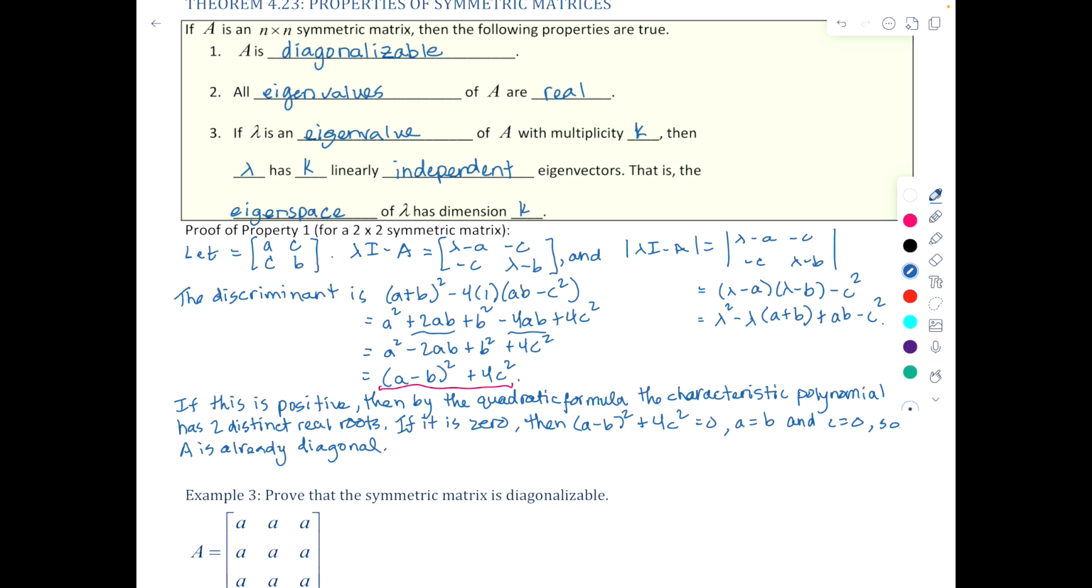And just of note, I didn't put this in, but do you see, since the discriminant is a sum of 2 squares, it's either positive or 0.